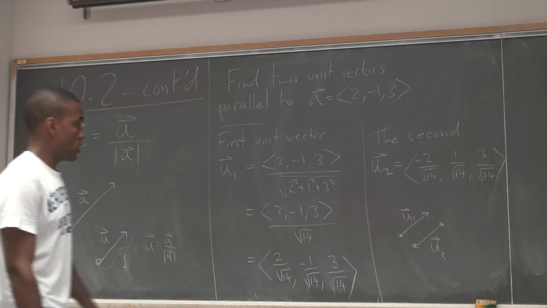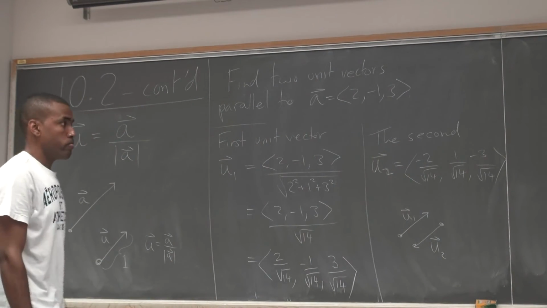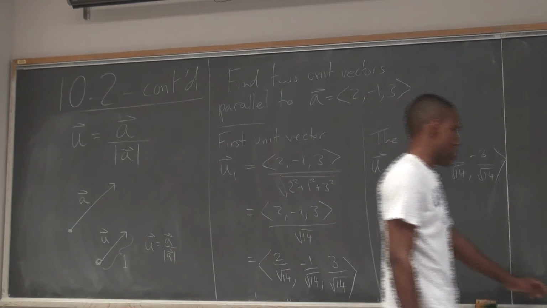This would be negative. Those are the only 2 possible. Yes, there are no other unit vectors. You can only have 2 here.